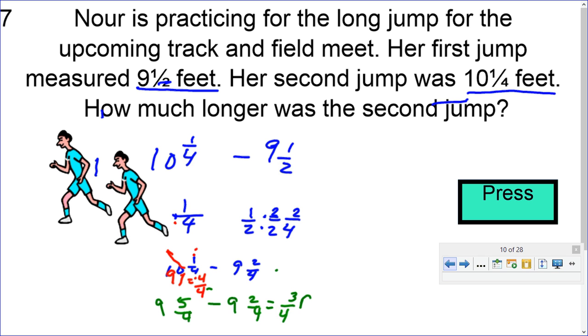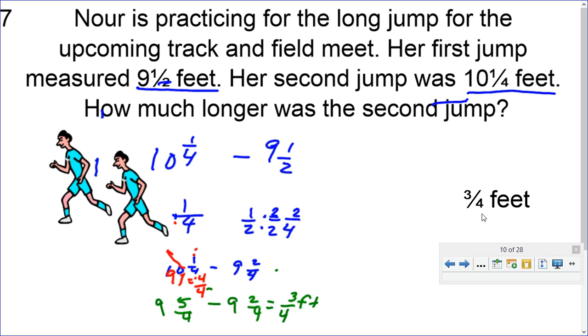So my answer would be 3/4 feet would be the difference between these two jumps. So 3/4 feet. So the second jump was just a little bit longer by 3/4. If you don't like using fractions, you can change them to decimals. Half and 1/4 are very good common fractions.